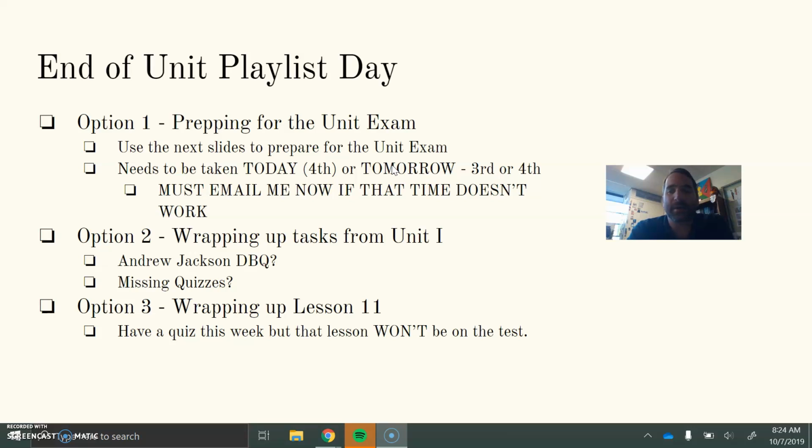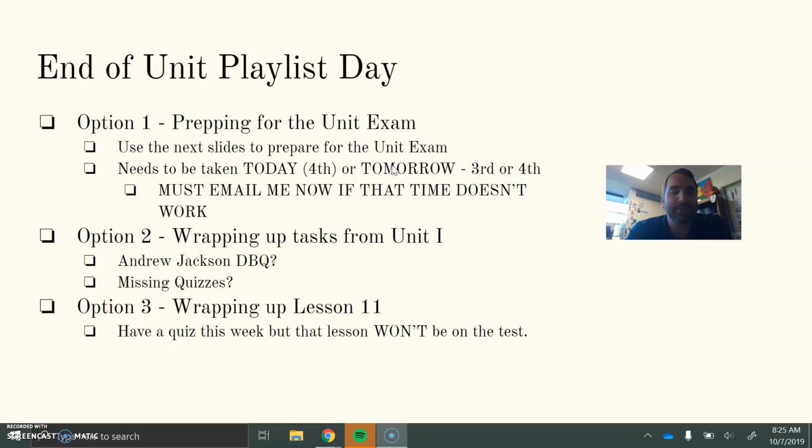Option one is studying and preparing for the unit exam. This slide deck will have a kind of study guide for you. It needs to be taken today during fourth hour or tomorrow during my office hours, third or fourth hour. That'd be Thursday. Please email me now if you have classes during those times and those times just don't work for you. We can come up with something.